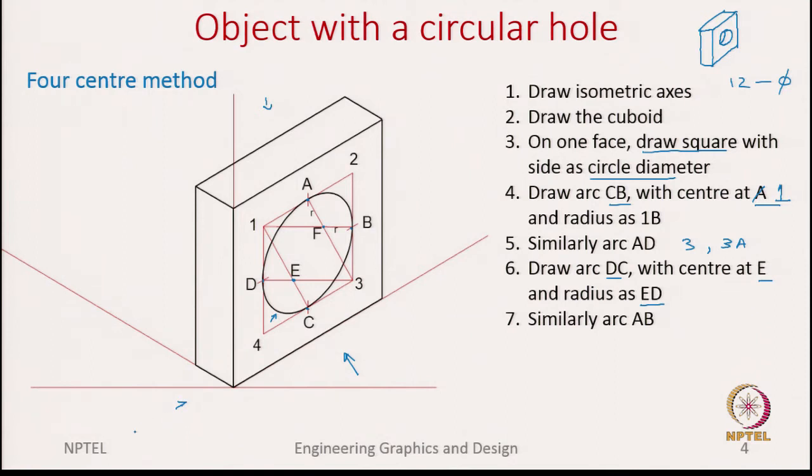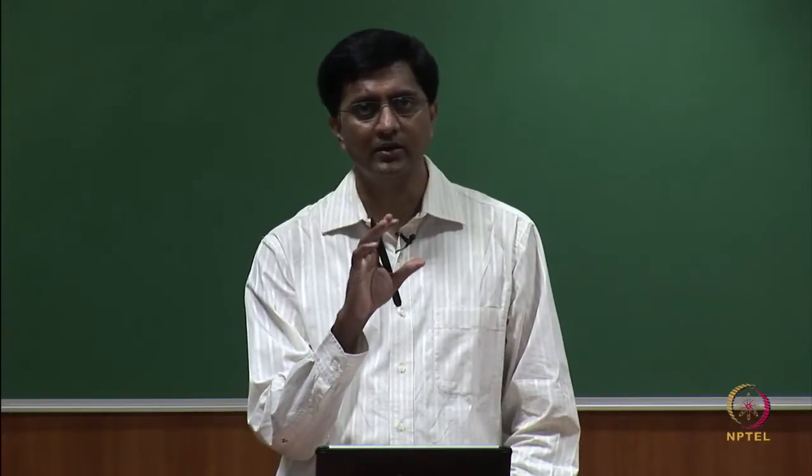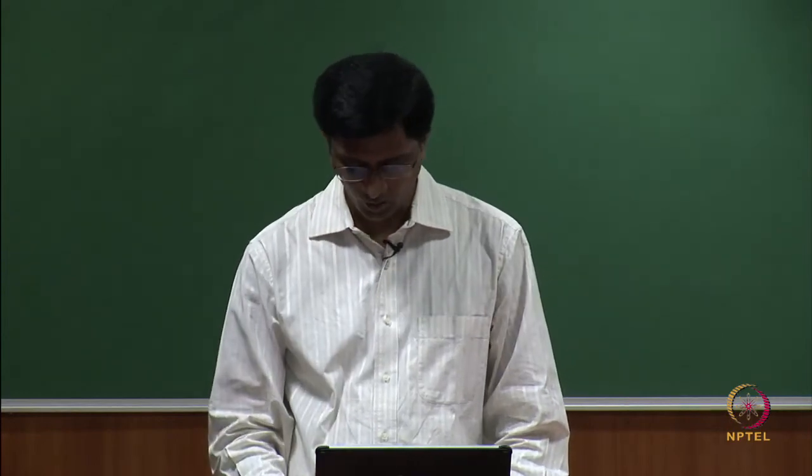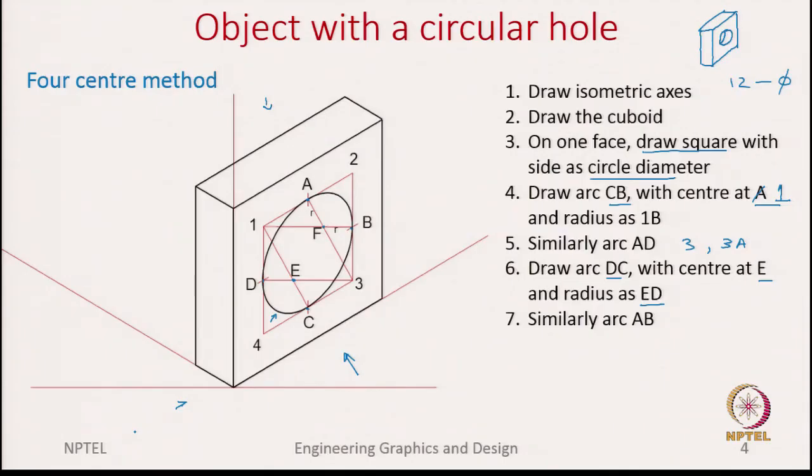But we are left with one last point. How do we capture the circle from the back face of this block? For that, we just need to draw parallel lines from points C, F, E, F and B, and then use the same method to draw the arcs.